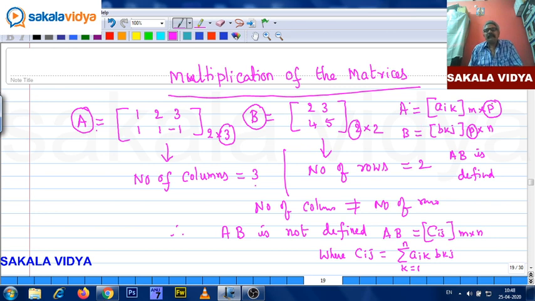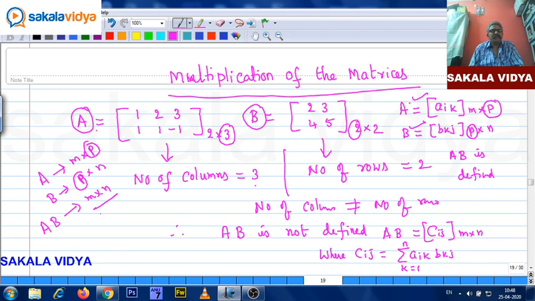So, if the number of columns of A equals the number of rows of B, then A and B are said to be conformable for multiplication. Understood now? That means if the order of A is m by p and the order of B is p by n, here p, number of columns and number of rows are the same, so that they can be multiplied. The product is defined by AB, whose order is m by n.